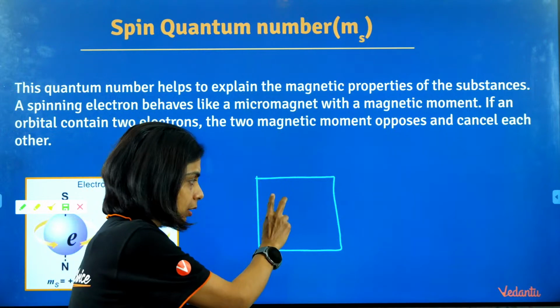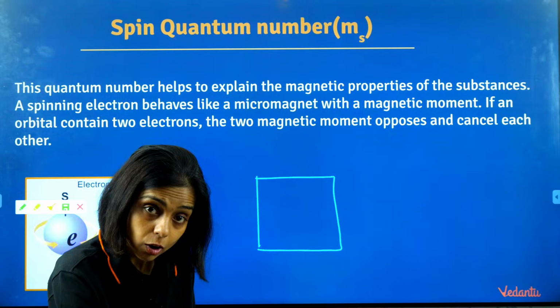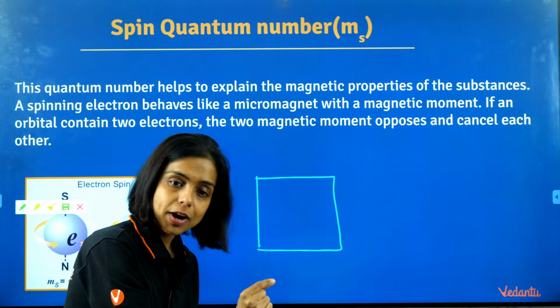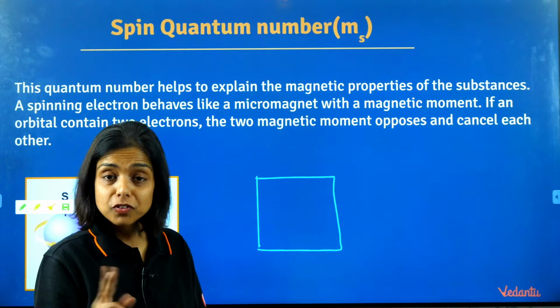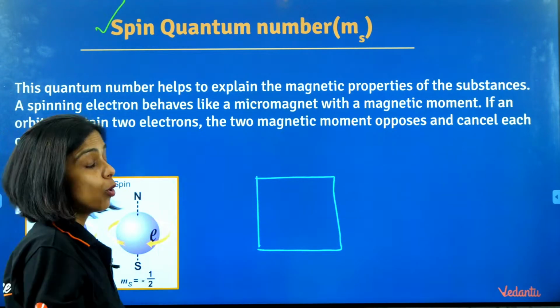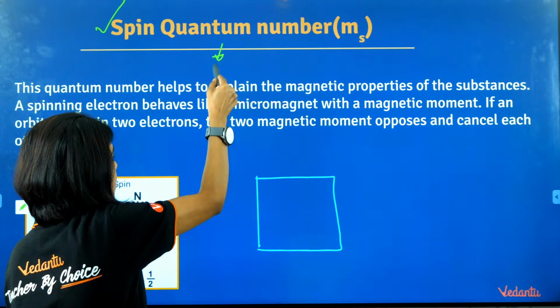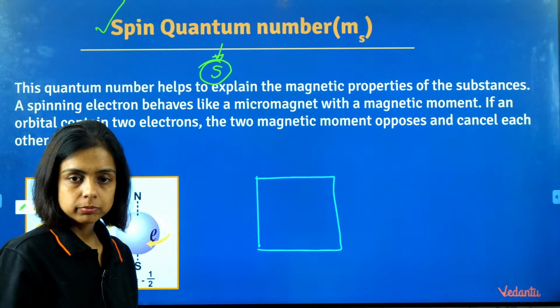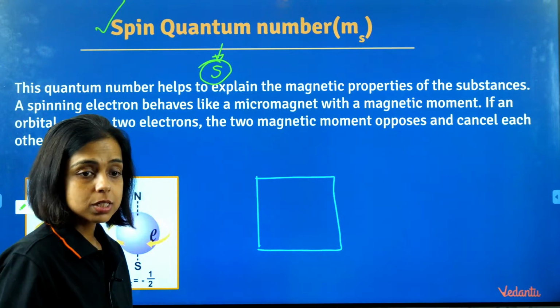Now in an orbital, 2 electrons can be there. Both of them belong to the same shell, same subshell, same orbital of the atom. Now how to differentiate these 2 electrons? For differentiation, we use the fourth quantum number, the spin quantum number, also represented by small s. So the spin quantum number tells you about the spin.